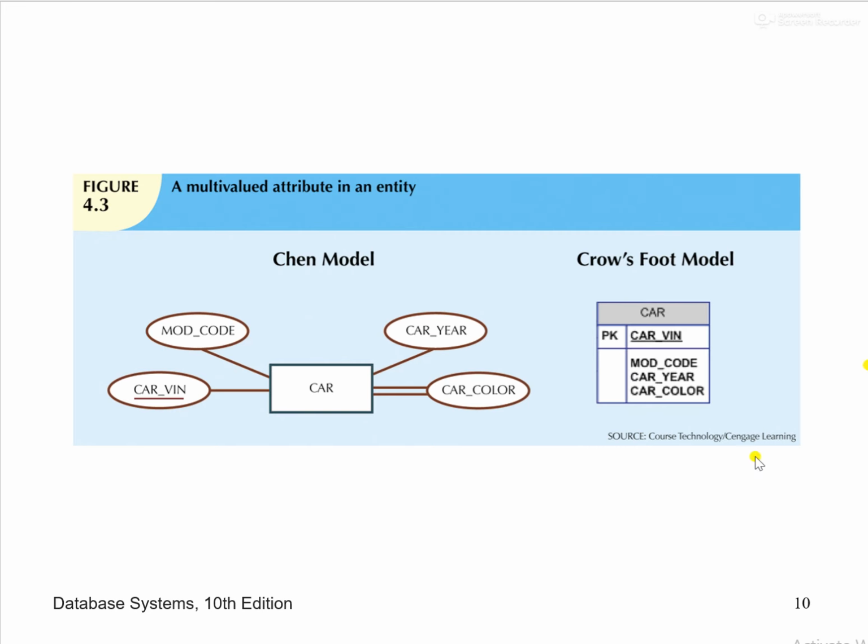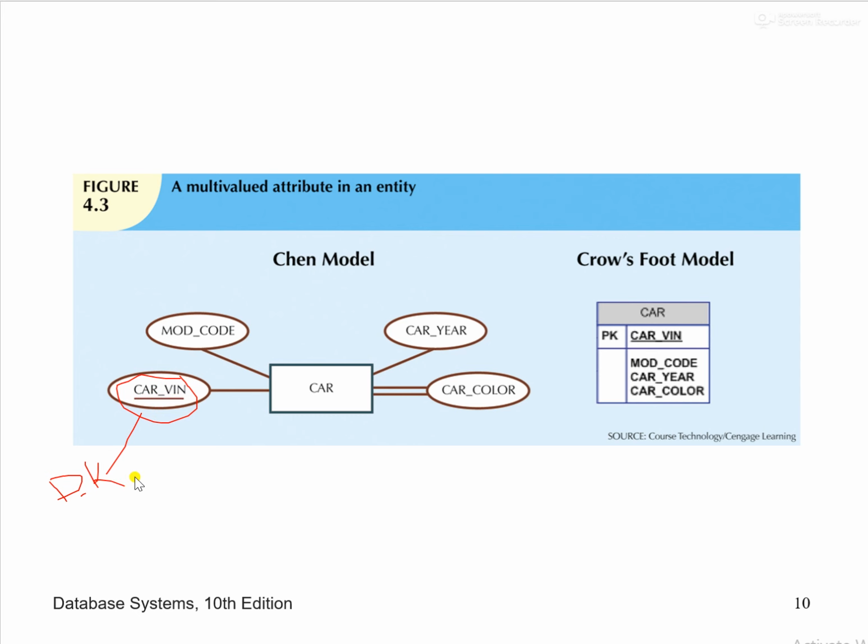Here in this example we show an entity car in Chen model and Crowfoot model, and this entity car has attributes: car vehicle identity number, model code, car year, and car color. Now this car vehicle identity number attribute is underlined in Chen model, which shows that this attribute is the primary key or identifier of this entity.